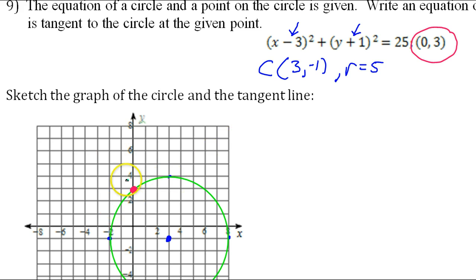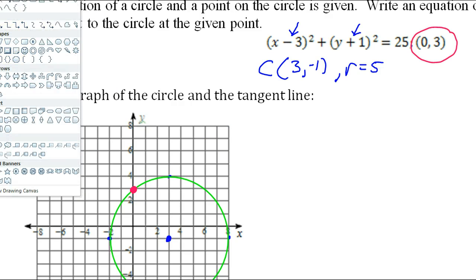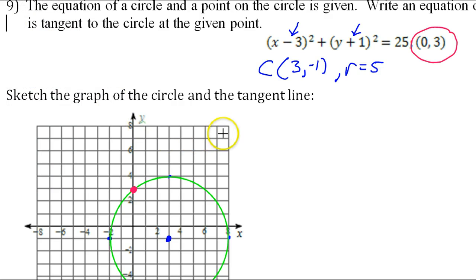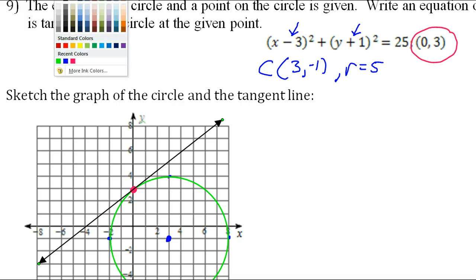So the tangent line is going to be like something like this. Okay, I'll have to fix it a little bit. Okay. Alright, so the tangent line is doing that type of thing. I might not have it placed perfectly, but that's the idea. Okay, so that's what we need to find the equation of. I'll go ahead and make it blue.